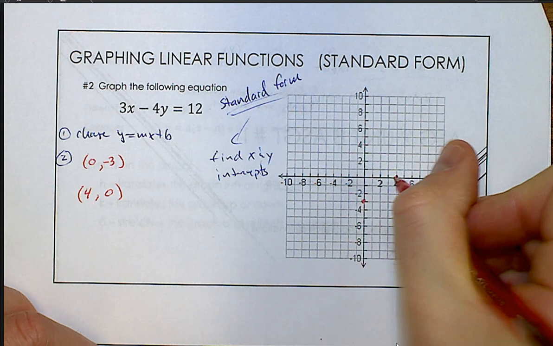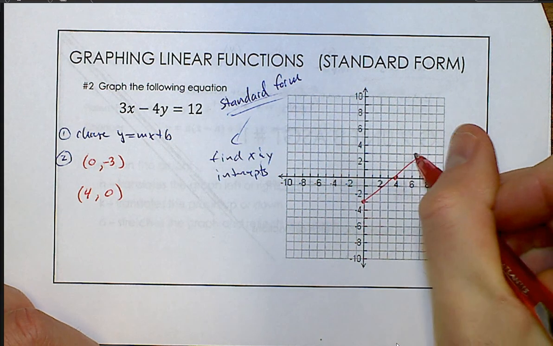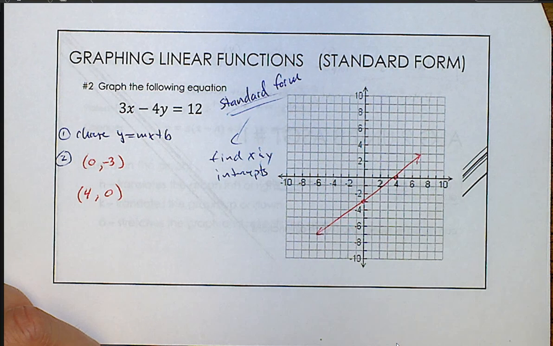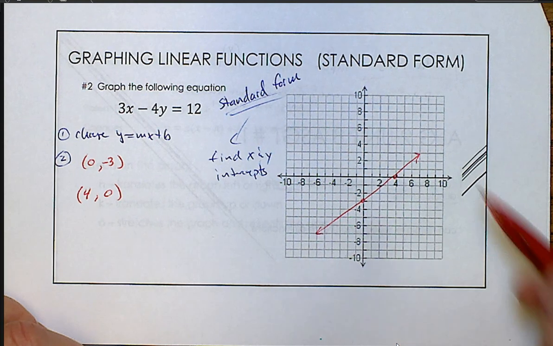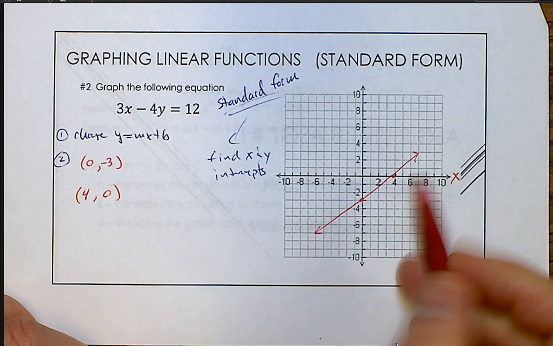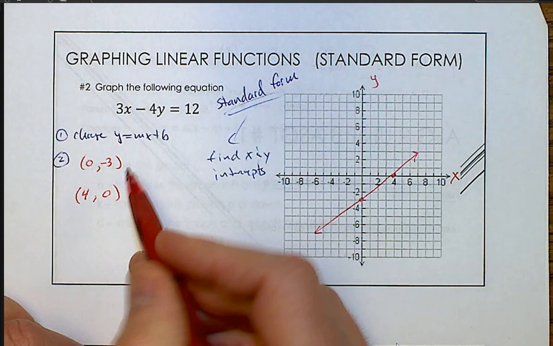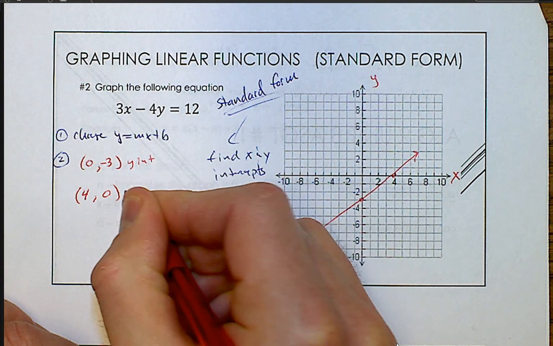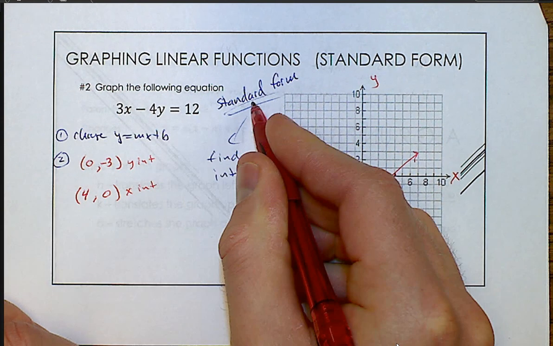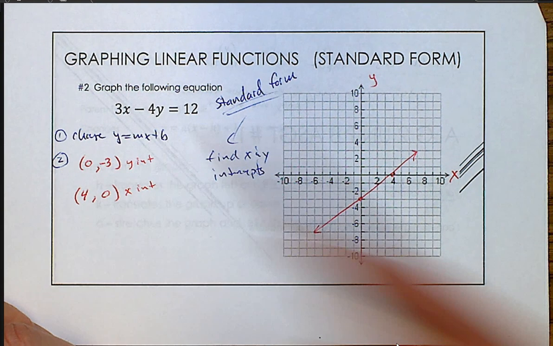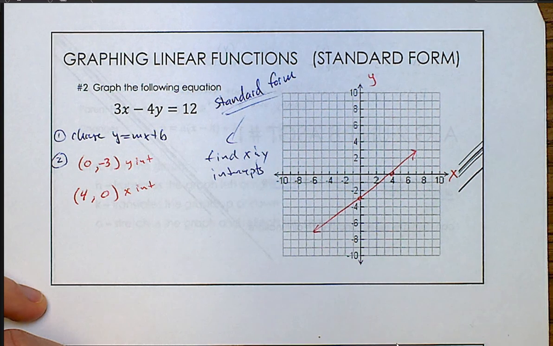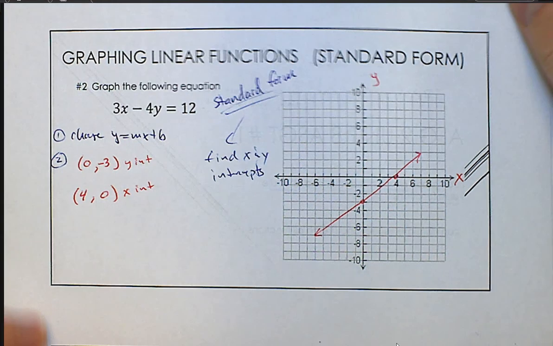And when you draw the line between those, there's the graph of your function, and you can see that your x-intercept is (4, 0), and your y-intercept on the y-axis is (0, -3). That's your y-intercept, and that's your x-intercept. And that's what standard form allows you to do. Again, you could change that to y equals mx plus b and solve for y, and you'd get the same exact thing. Okay? Moving on.